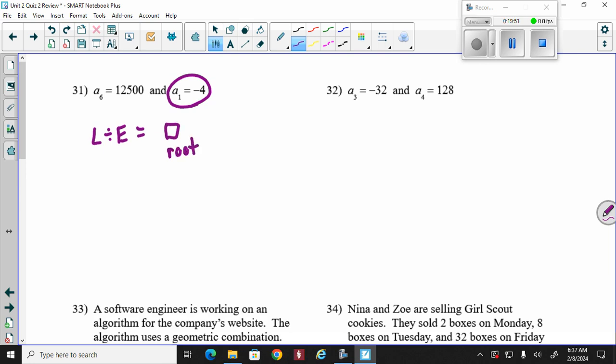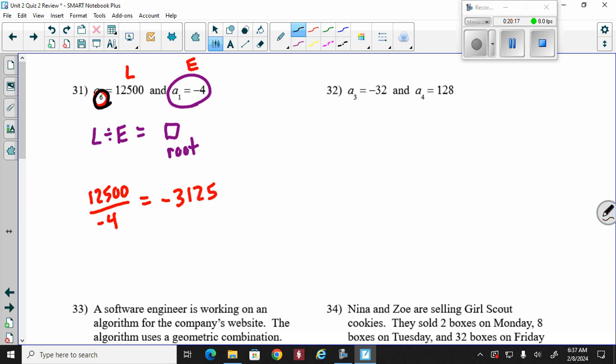Now, this worksheet is just set up weird to where the later term is actually to the left in this one. So this is my later term, this is my earlier term. So that's going to be 12,500 divided by -4. And I get -3,125.